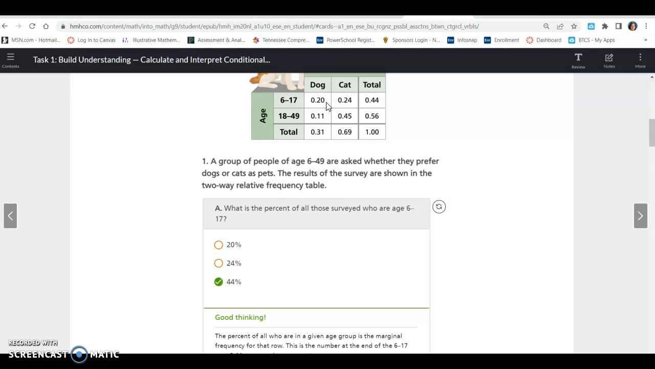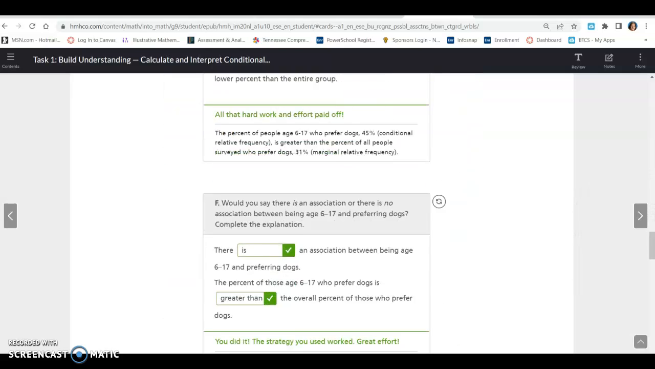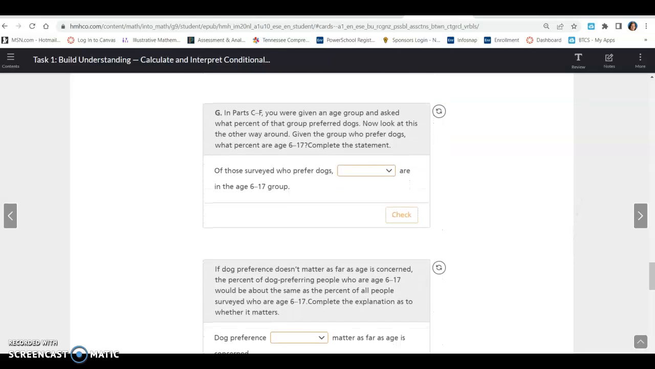So if we looked at 0.20 divided by 0.31, that's about 65% of the dog lovers are in this age group here. So that is significantly higher. All right, so it says in parts C through F, you were given an age group and asked what percent of those group preferred dogs. Now look at this the other way around. Given the group who prefer dogs, what percent are ages 6 to 17?